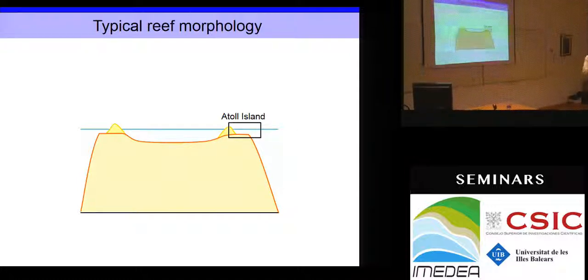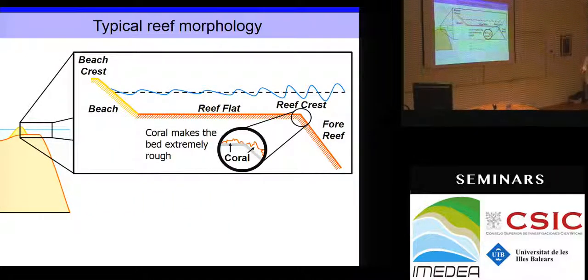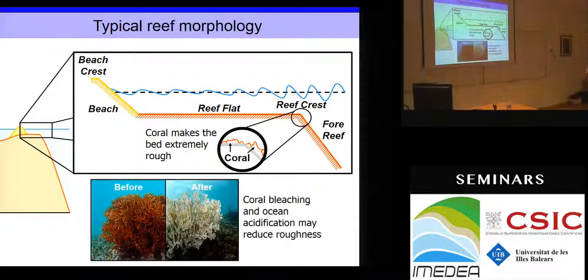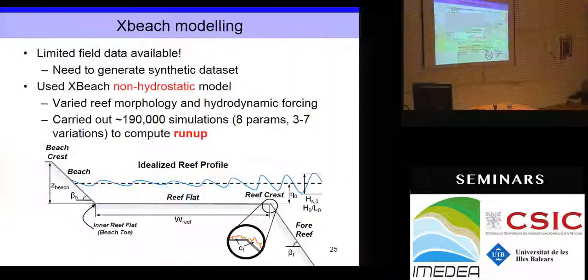There's very little known about these atolls, and they all have different shapes and different reef shapes. So instead of doing specific calculations for a given atoll or a given reef, we did a range of computations where we varied the different parameters. A typical reef morphology has a beach, a reef flat, reef crest, and then the forereef, and then the coral. The coral, like vegetation, affects the roughness. There's also an added complexity that because of bleaching, coral can die, and it will affect the roughness. So there's not only sea level rise, but also the bleaching of the coral can be important in coastal safety.